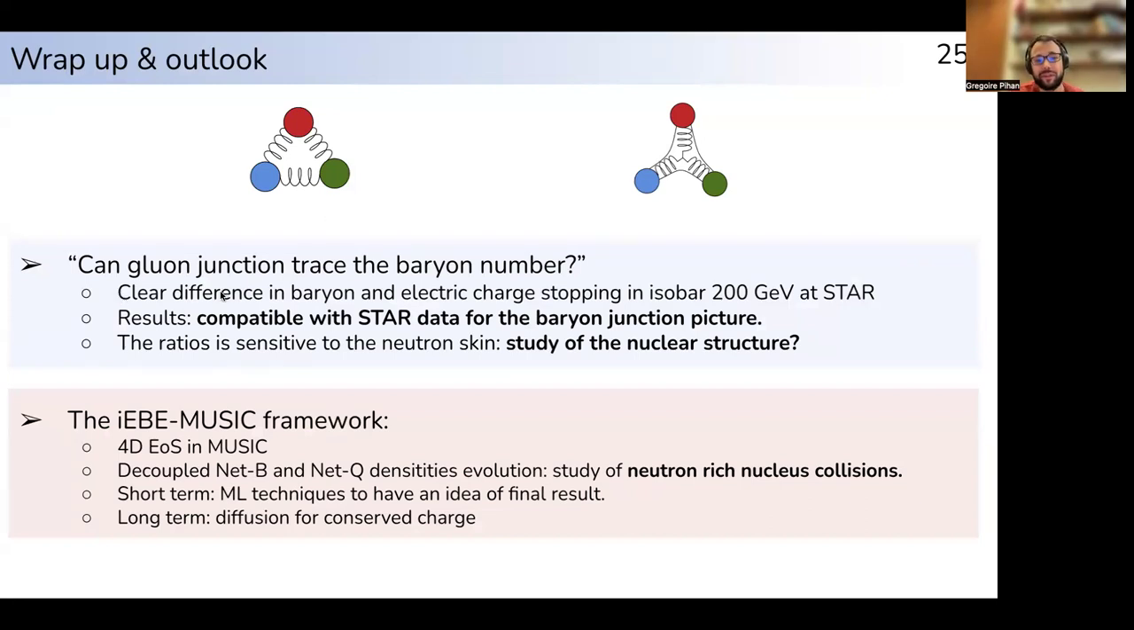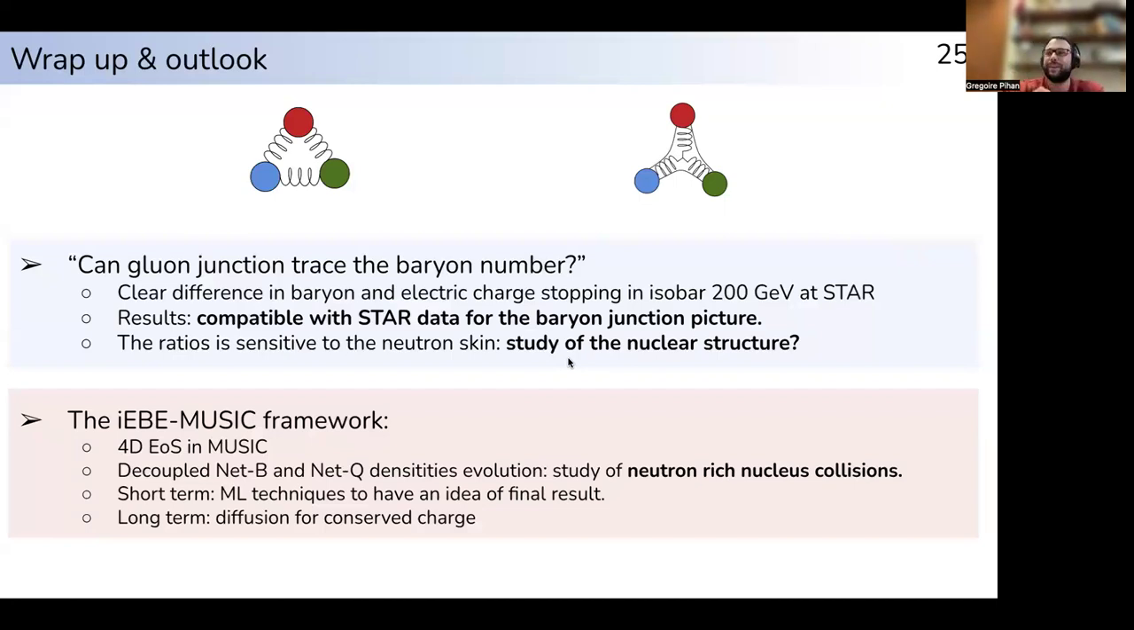And what we see is that there is a clear difference in baryon and electric charge stopping in isobar 400 GeV collisions at STAR, and especially we have an excess baryon stopping. And our result with the simulation, which includes the baryon junction as an initial condition, is compatible with the STAR data for the baryon junction picture. And the ratio that we have, and I tried to take some time to understand it in detail, is also sensitive to the neutron skin, so it's interesting for nuclear structure.